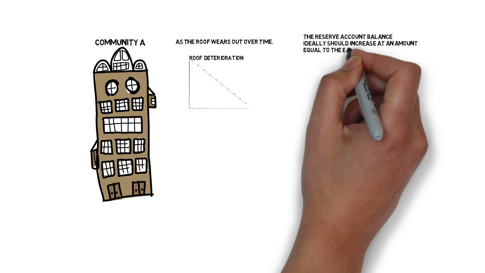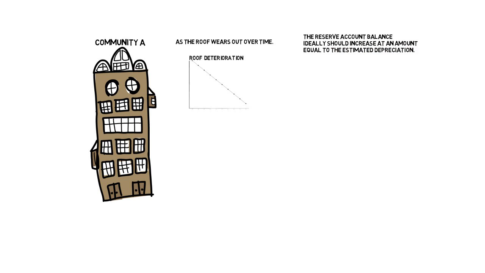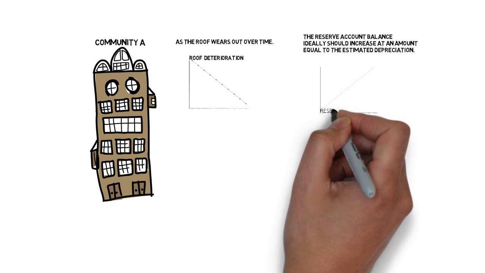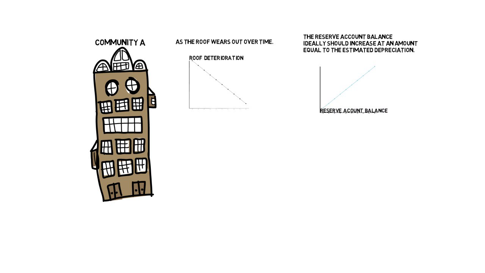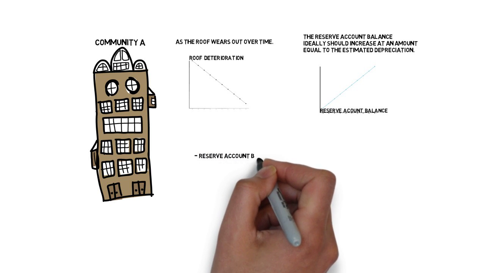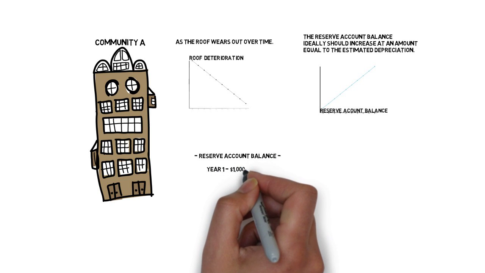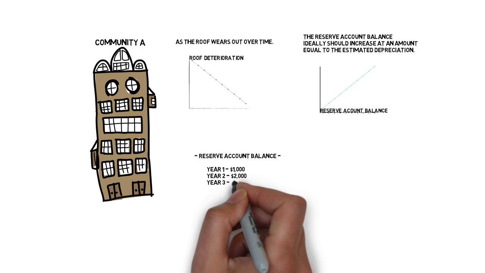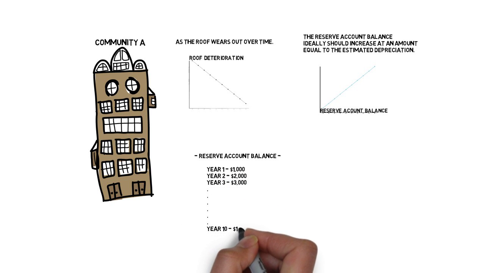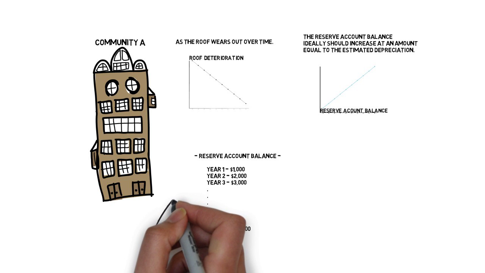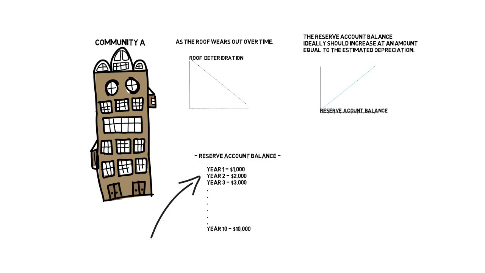The amount being allocated to the reserve account annually should be an amount equal to the estimated depreciation of the roof each year. Since we estimate the roof is depreciating 10% per year, the amount being allocated to the reserve account ideally should be 10% of the total cost each year. This equates to $1,000. At the end of year one, the association ideally should have $1,000 in the reserve account. At the end of year two, $2,000. The end of year three, $3,000, and so on until the end of year 10. The association will have $10,000 in its reserve account, an amount equal to the estimated cost to replace the roof.